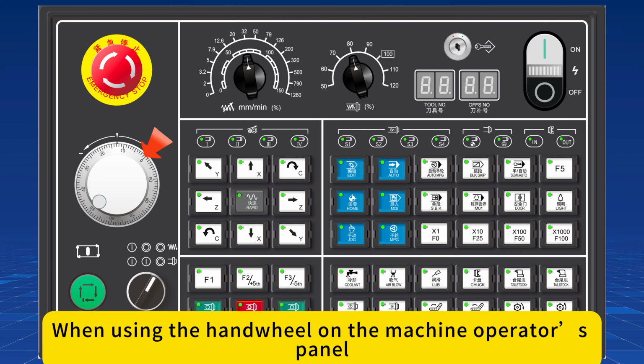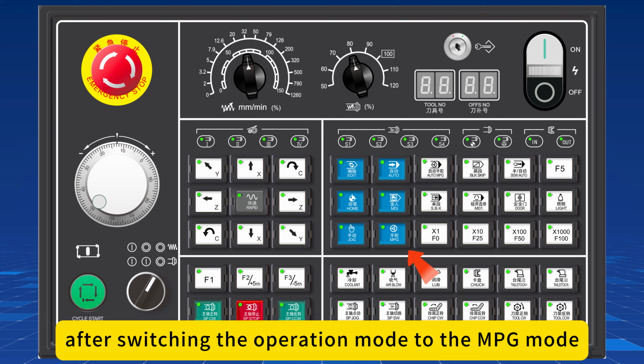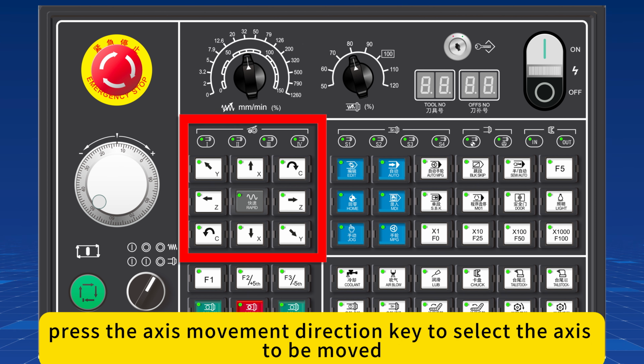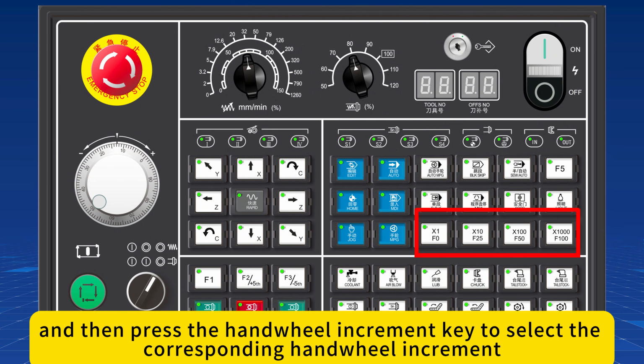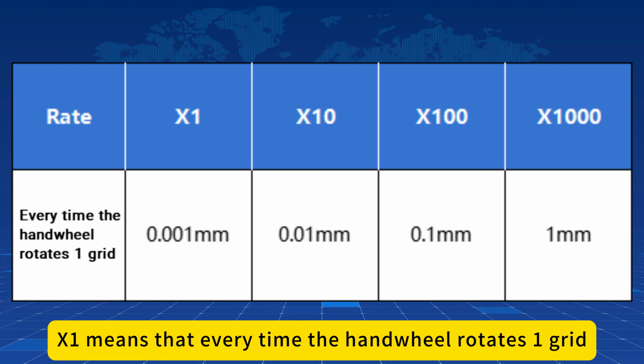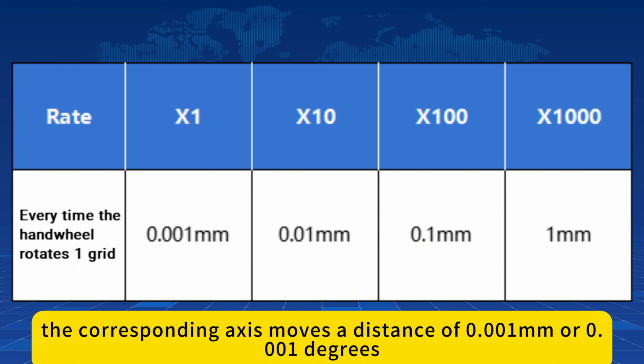When using the handwheel on the machine operator's panel, after switching the operation mode to the MPG mode, press the axis movement direction key to select the axis to be moved, and then press the handwheel increment key to select the corresponding handwheel increment. X1 means that every time the handwheel rotates one grid, the corresponding axis moves a distance of 0.001 mm or 0.001 degrees.